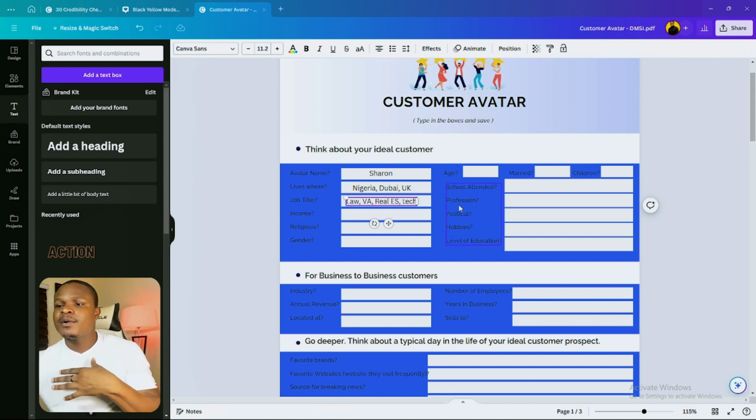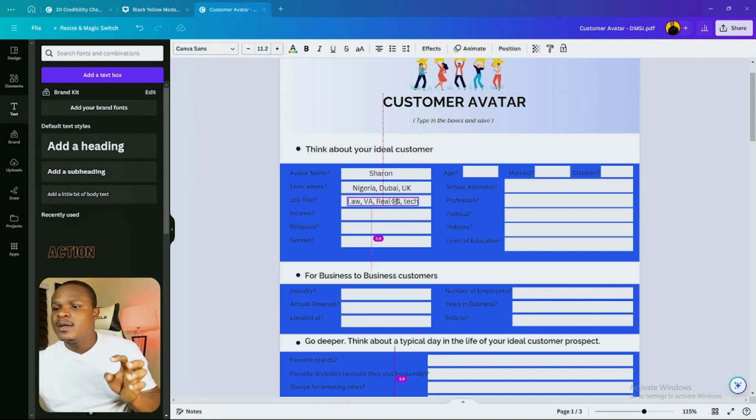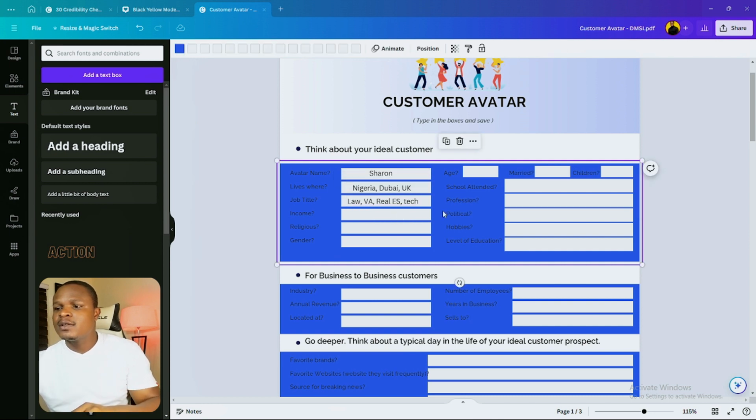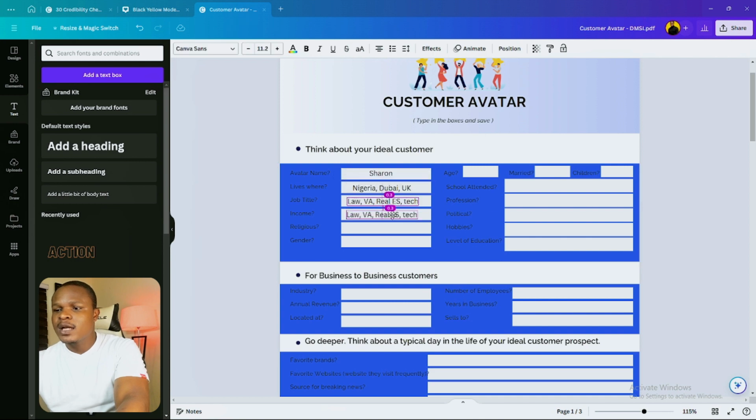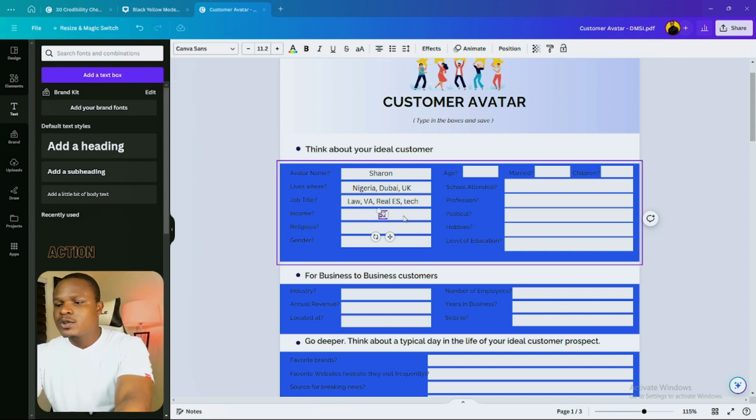Now remember, Sharon is representing everyone in this category. The name Sharon is because we don't want to start putting everybody's name and all that. So these are the qualities Sharon operates on. Then when I come down, we say what's Sharon's income like? How much is Sharon likely to be earning? Stuff like that. So I would say Sharon earns from $2,000 to $5,000 a month.